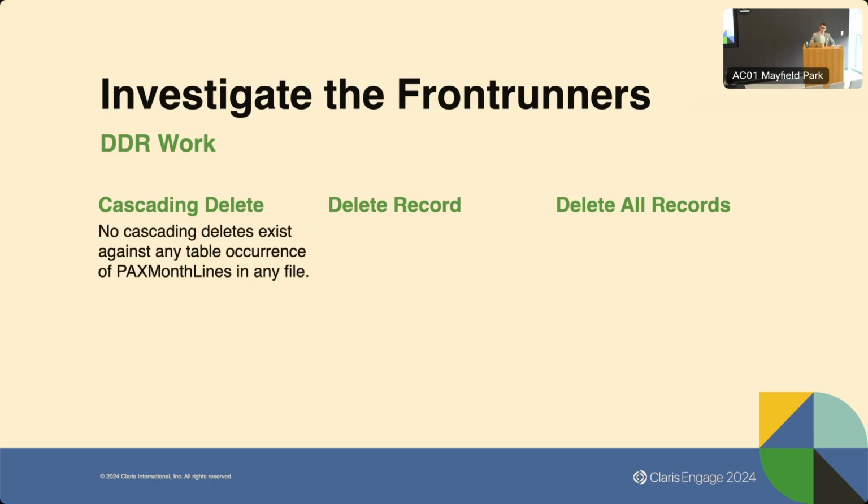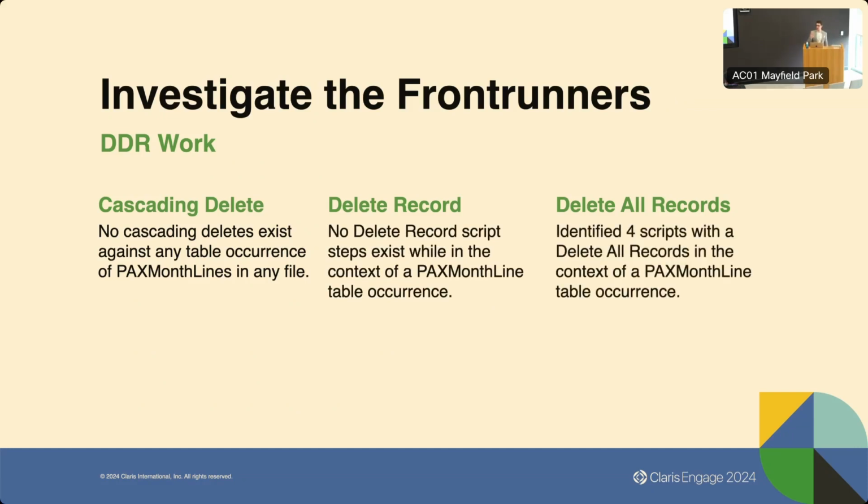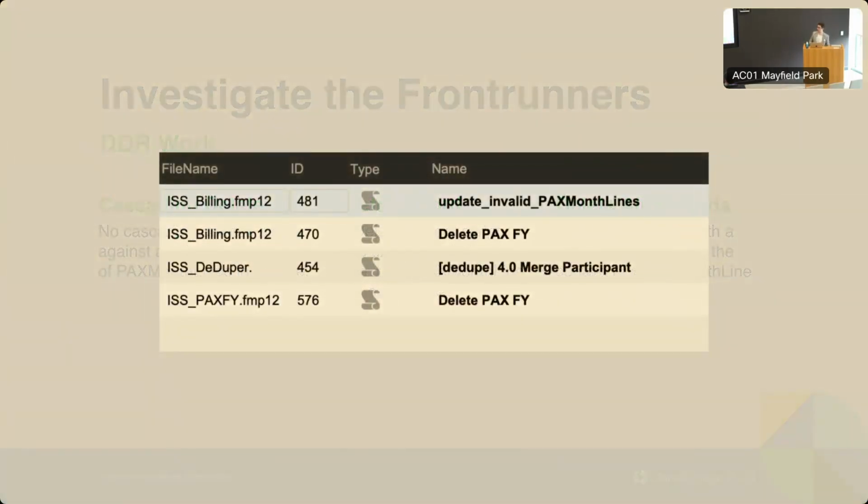Rolled that one out. Next, on delete record, I searched in the DDR for any delete record script step that was happening within the context of any table occurrence of PAX month line. And I found 0 of them. So then I did the same thing for delete all records, for the delete all records script step that was happening in the context of a PAX month line table occurrence. I found exactly 4 scripts that met that criteria. There they are. Apparently we do delete records in this table sometimes.